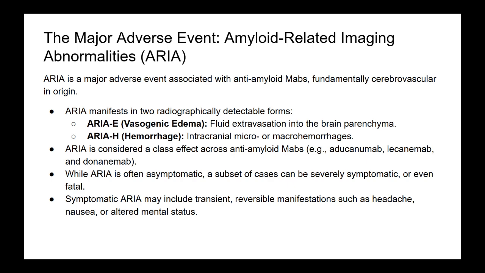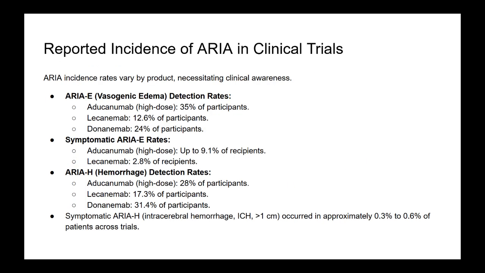And the incidence rates we're seeing in the clinical trials are far from rare, are they? No, they're quite significant, clearly indicating this is a common risk with this class of drugs. For example, in the pivotal trials for aducanumab, ARIA-E was observed in up to 35% of participants receiving the high dose. For lecanemab, the rate was around 12.6%. ARIA-H rates are also substantial, often occurring alongside ARIA-E.